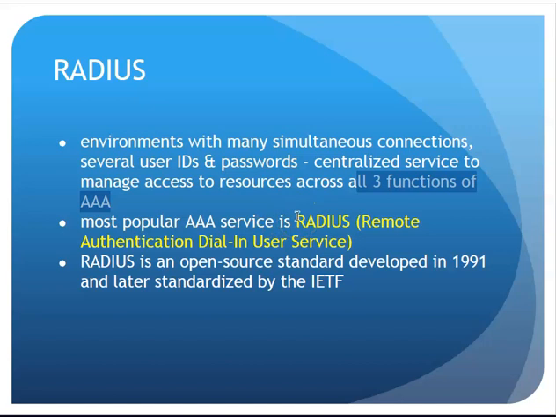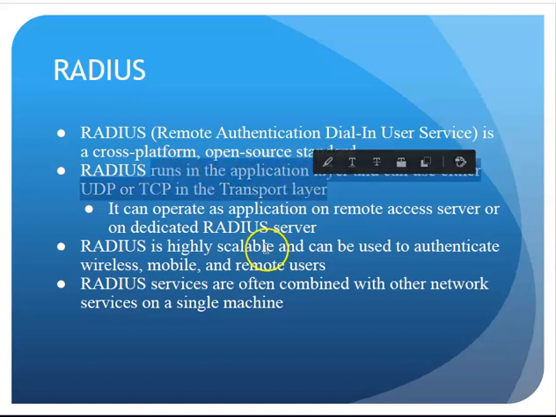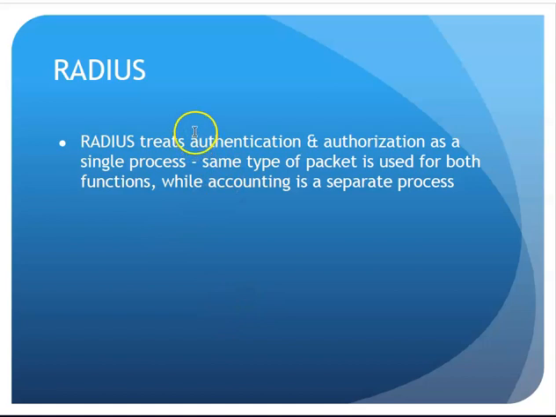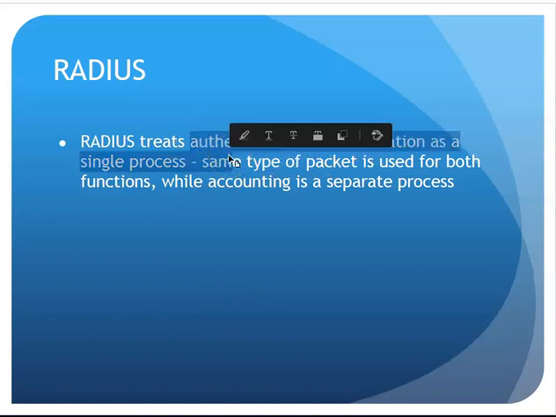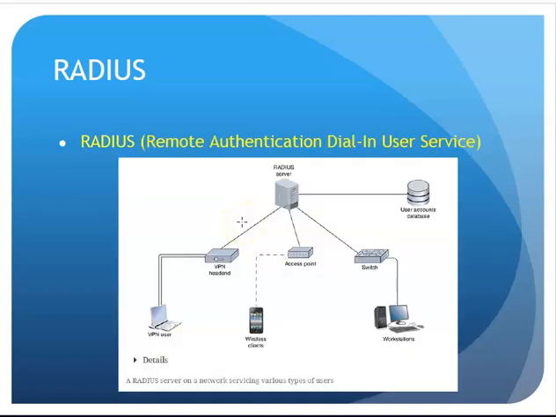RADIUS, Remote Authentication Dial-In User Service, is an open standard developed in '91, later standardized by the Internet Engineering Task Force. It's cross-platform and runs at the application layer, and it's designed to be that centerpiece for authenticating users from various different locations to various resources. This is going to treat authentication and authorization as a single process. The same type of packet is used for both, while accounting is a separate process running on the server. So this can be used to authenticate users and authorize users to access certain resources.